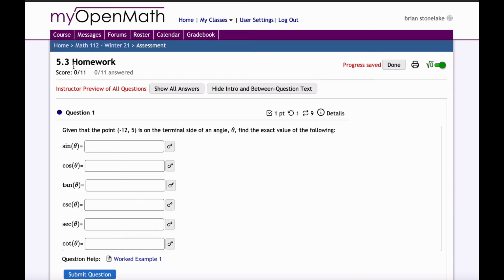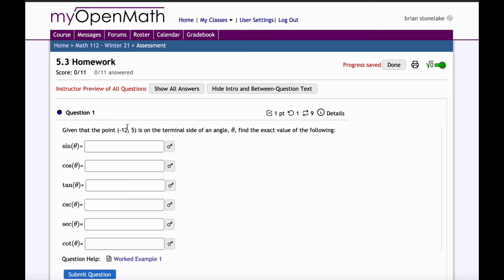All right, here's the 5.3 homework. In this assignment, it's kind of like the 5.2 homework, except the questions that you're asked don't just concern sine and cosine. They can concern any of the 6 trig functions. So this first one here, I think this should go pretty straightforward for you.